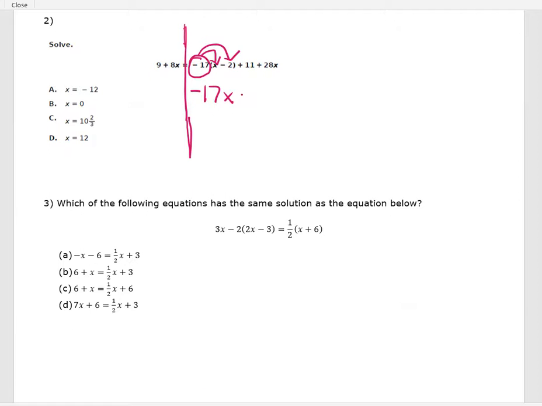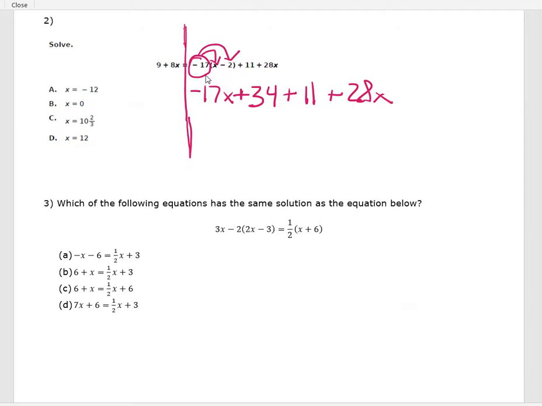minus, so actually I'm going to do -17 times -2, which is going to give me positive, I believe that's going to be 34, plus 11, plus 28x. I didn't forget about my 9 plus 8x over here, but I'm going to stay over here for a minute because I have two places where I can combine like terms.